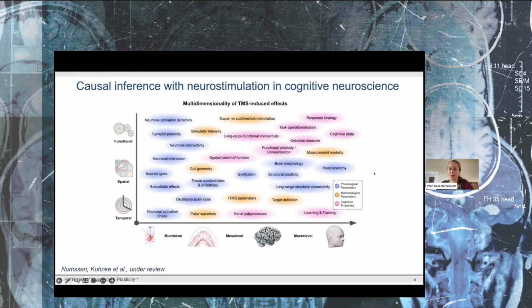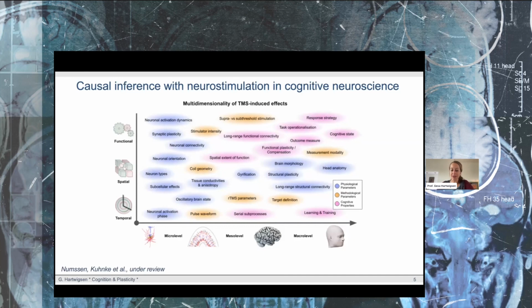The same holds true for the methodological parameters. These are usually easier to control. I know which stimulation coil or device I want to choose. I know how to define my protocol, but I don't know how this will interact with my task of interest. And finally, the cognitive properties also play a large role, which is often neglected. For example, we see a large amount of functional plasticity or compensation when we target several areas. This is something that I will address a lot in the next minutes.